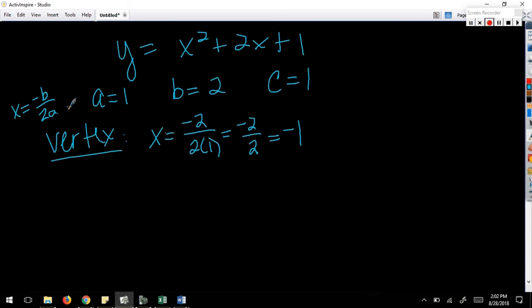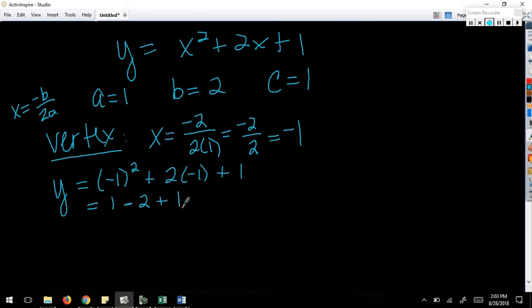Okay, so I got half. How do I find the other half? Plug in. Plug into what? The x spot in that first equation. You're absolutely right. Good job. All right, so I got -1 squared, 2 times -1, plus 1. -1 squared is 1. 2 times -1 is -2. 1 minus 2 is -1.